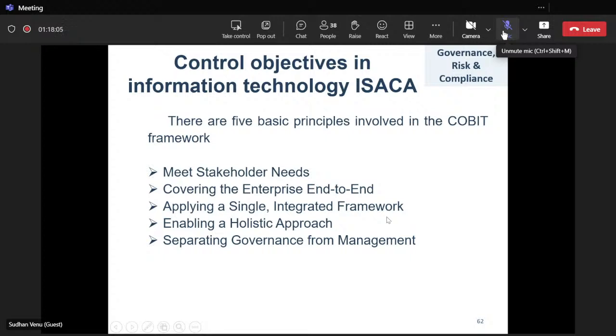So this is the control objectives for information technologies, and with respect to ISACA, that is the Information Systems Audit and Control Association, there are some governance things, and they are associated with a focus on IT, that is information technology governance. They have given it.